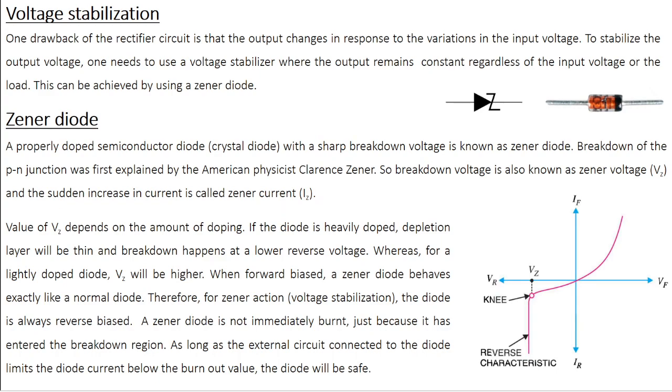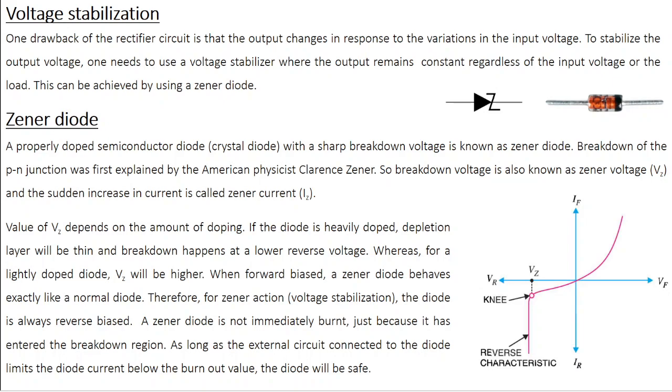In the last couple of classes, we discussed the working of a rectifier, which essentially converts AC voltage into DC. Here, the output DC voltage depends on the input AC voltage. When the input increases, output increases. Similarly, when input decreases, the output also decreases. So if you are looking at some applications where you require a constant DC voltage, then the rectifier alone cannot do this job. For that, you need to use a voltage stabilizer.